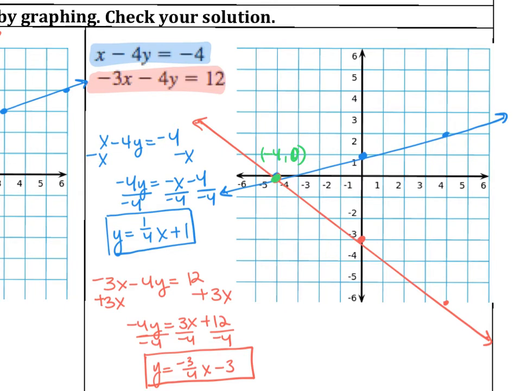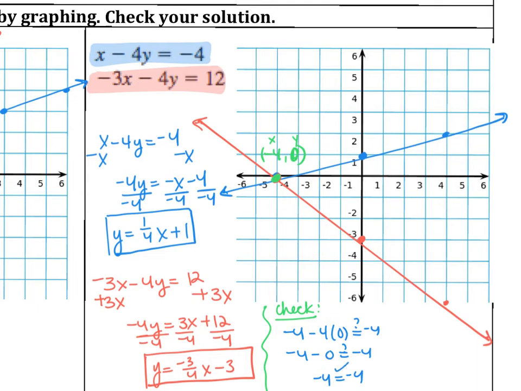Okay, and I want to check. So let's check. I'm going to plug in negative 4 for x and 0 for y. Now I'm going to come check over here. I'm going to just make a little distinction. This is where my check is happening. I'm going to check my blue equation first. Negative 4 for x, 0 for y. So I've got negative 4 minus 4 times 0 equals negative 4. Negative 4 minus 0 equals negative 4. Sure enough, that's true.